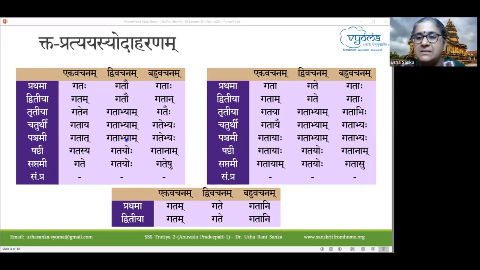So Gatasya Ramasya Kodandaha Asti: that Rama who went away has got a Kodanda. Then Gate Rame Ayodhya Shunya: because Rama has gone away, after he went, Ayodhya has become Shunya. Like that, we can use it as a Visheshana, where it will qualify some noun. Kta Pratyaya is mostly used as a Visheshana.